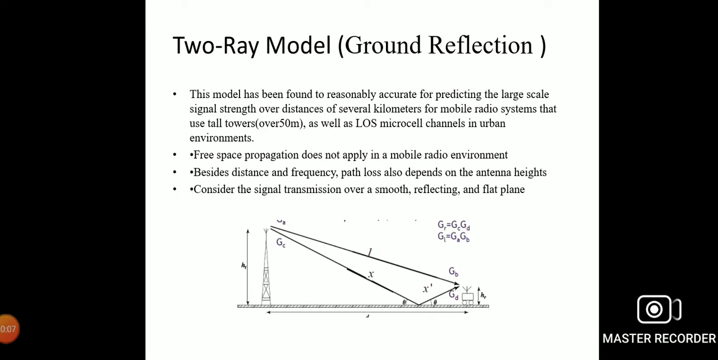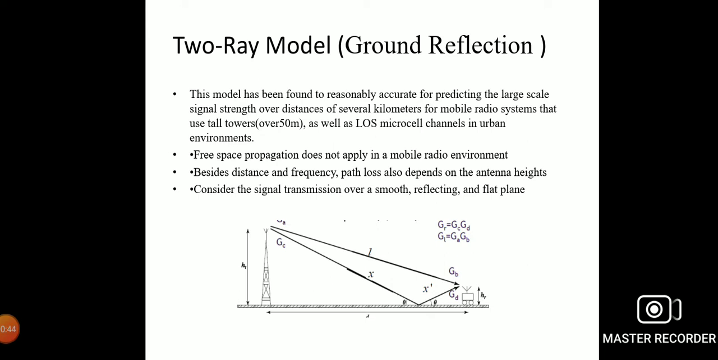In this lecture, EC8652 Wireless Communication, Department of ECE, third year students. Today, we are going to discuss the topic two-ray model. In previous classes, we have discussed the large scale losses and free space path loss models. Now, today, the two-ray model or ground reflection path losses.